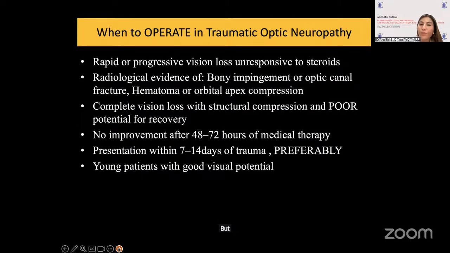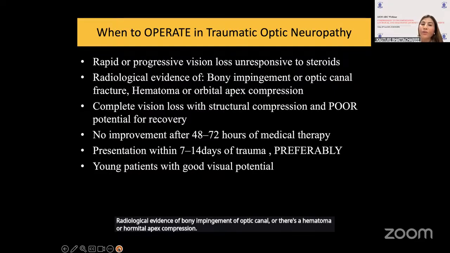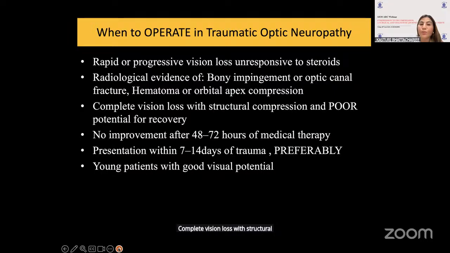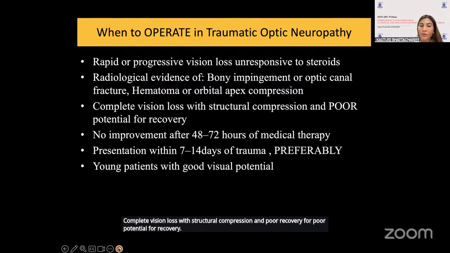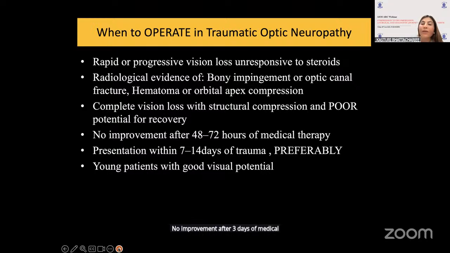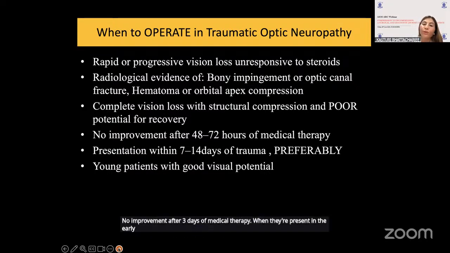But when to operate? When there's a rapid or progressive vision loss unresponsive to steroid, radiological evidence of bony impingement of the optic canal, or there's a hematoma or orbital apex compression, complete vision loss with structural compression and poor potential for recovery, or no improvement after 3 days of medical therapy. When they present in the early part, though I have operated up to 1 month, I usually do not touch after that if the patient comes to me after 1 month. And usually young patients do much better.